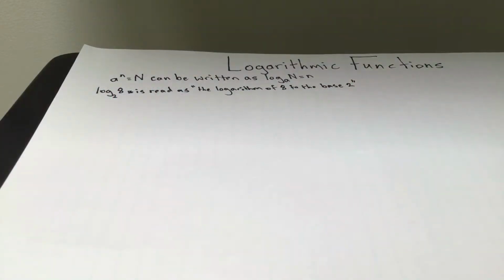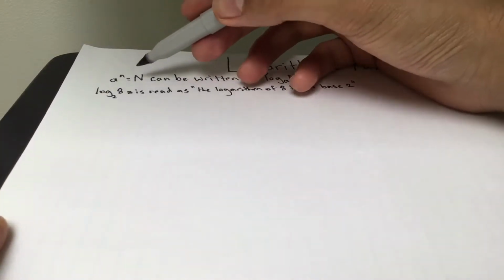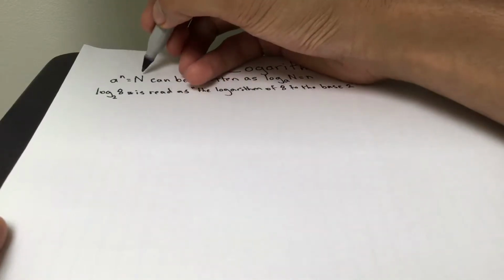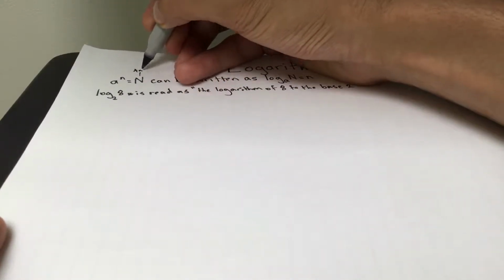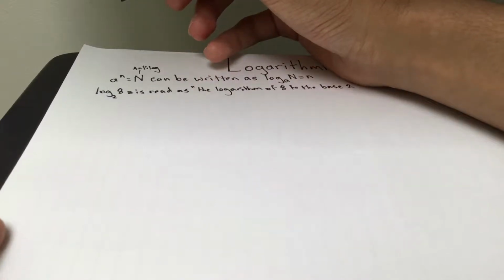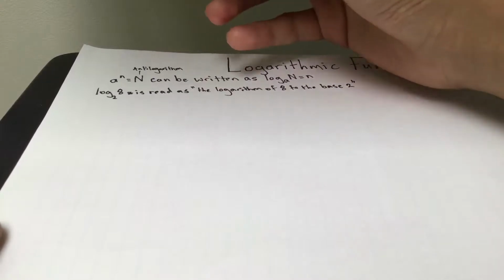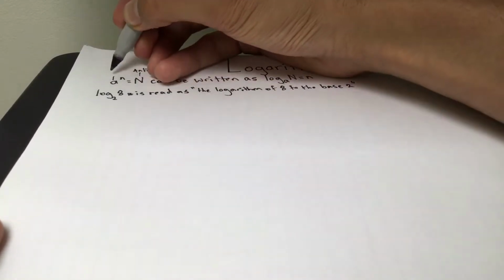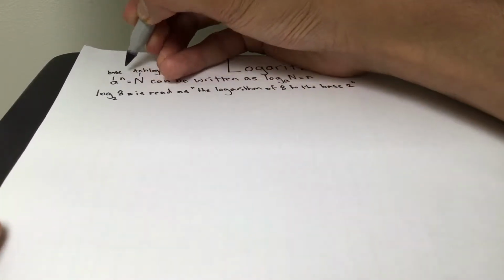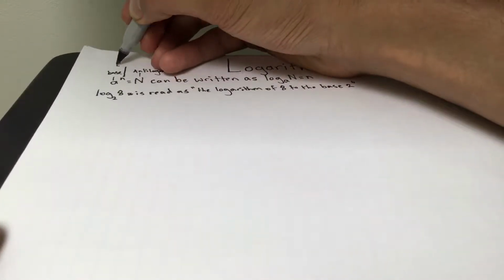Hi everyone, today we're looking at logarithmic functions. As you see, I put up a rule. It states that a to the power of n is equal to N. This is called the anti-logarithm. And a stands for the base, and lowercase n stands for the exponent.